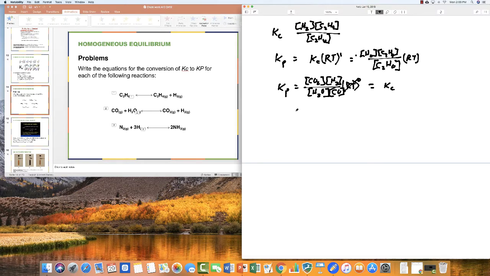This last one, Kp, is going to equal the ammonia concentration squared divided by the nitrogen concentration times the hydrogen concentration cubed times RT raised to the delta N. Well, delta N here is going to be 2 minus 4, or to the minus 2 power. It's 1 over RT squared.